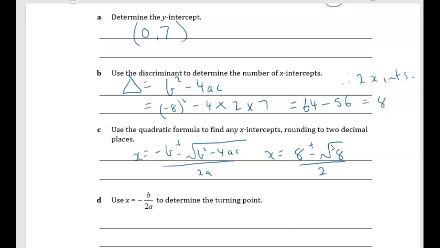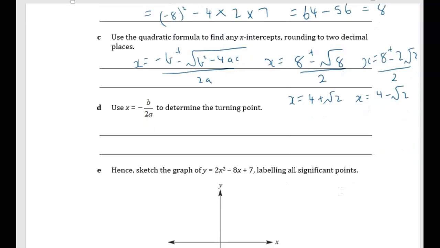Now, it did say you can round to 2 decimal places. I'm just going to leave it in surd form. So if I simplify this surd, let's just do that first. So square root of 8 becomes 2 root 2. So that's all over 2. So your x-intercepts, everything divides through by 2. So it's going to be 4 plus root 2. Okay, so that 2 and that 8 goes into that 8, and that 2 goes into that 2. And then we've got 4 minus root 2.